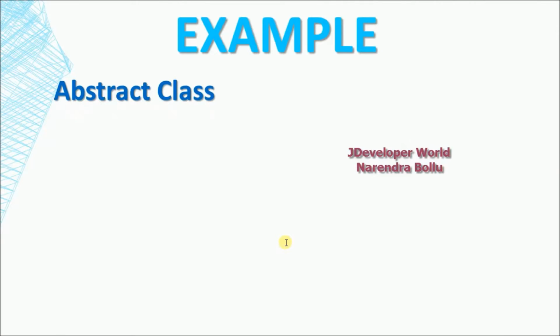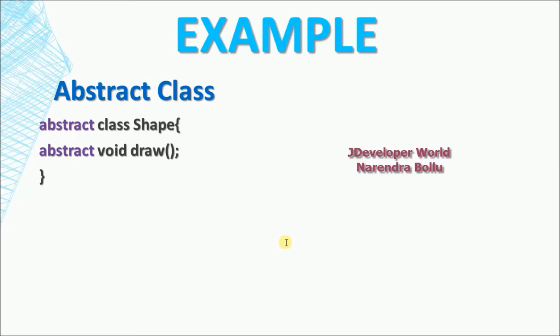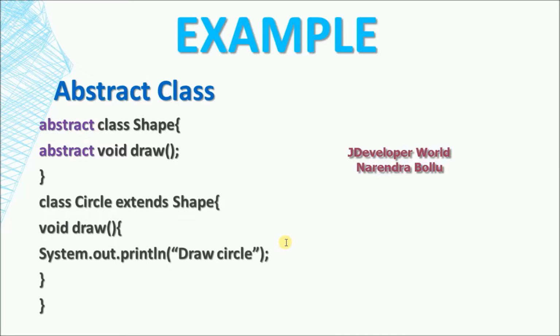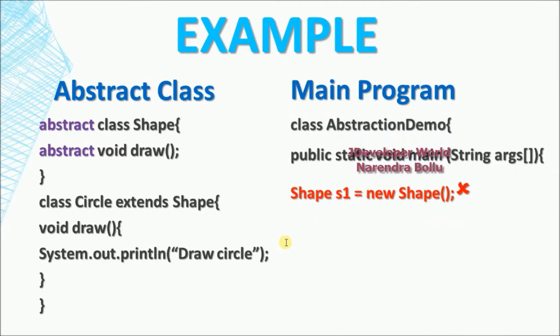We will see an example of abstract class. Abstract class Shape having an abstract method, abstract void draw. And I am creating child class Circle extends Shape. I am implementing the parent class method here, void draw, which prints draw circle. And in the main program, I cannot create an instance of the abstract class Shape, because it is an abstract class. We don't know how much memory to allocate for this because we don't have any implementation.